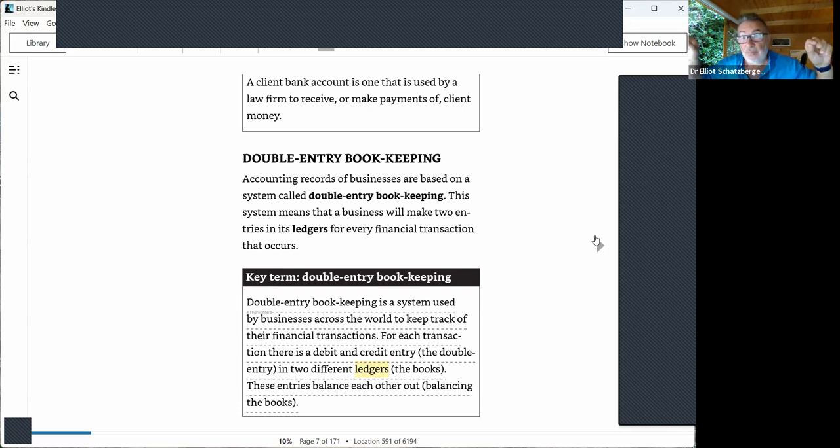With me so far? Excellent. So the money comes in. Now, here's the weird thing. Any money in to the firm in the cash sheet is actually debit. That's weird, isn't it? Not credit.